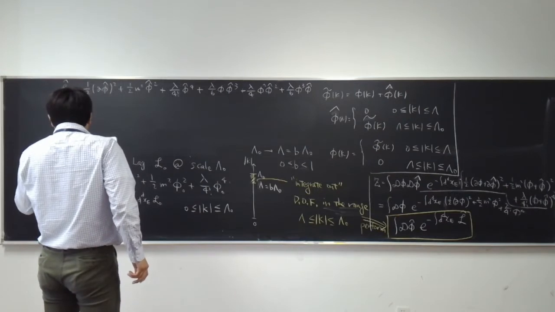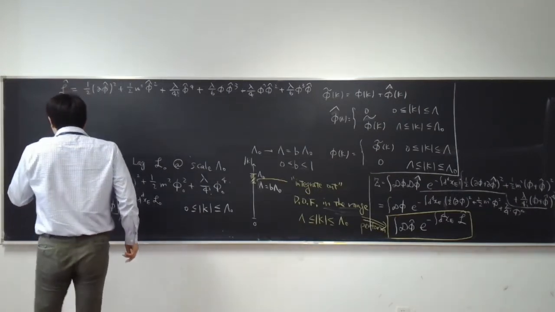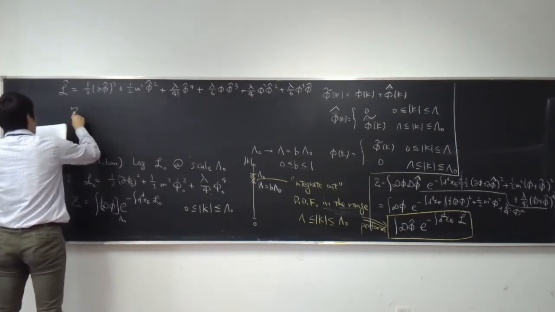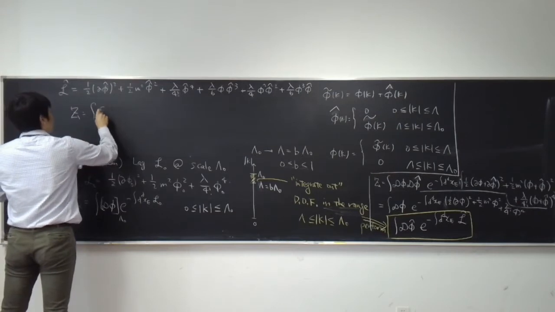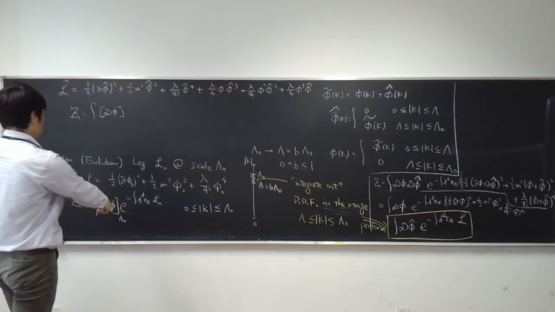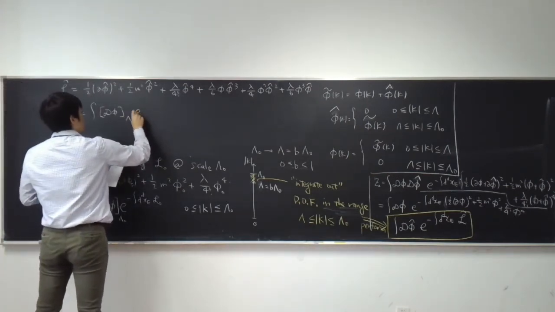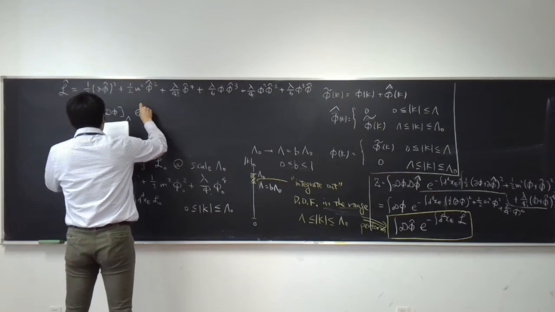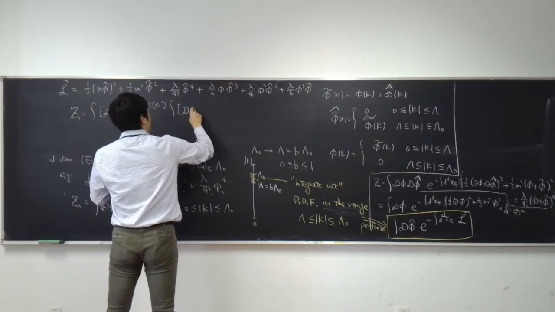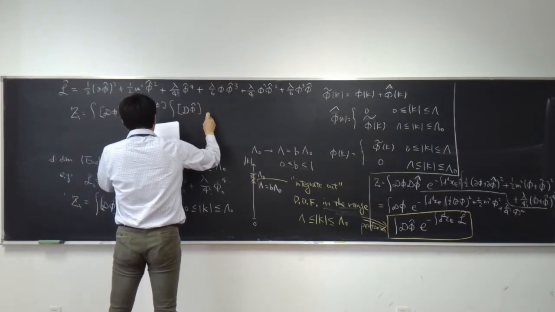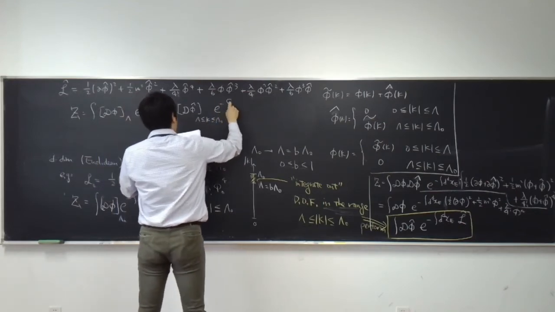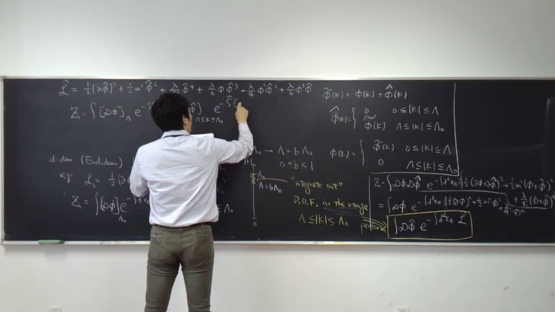And now, to this end, what we did is as follows. We just write down Z as the integral d phi of lambda, e to the minus S of phi, and d phi hat, which is from lambda to lambda naught, e to the minus S hat of phi and phi hat.